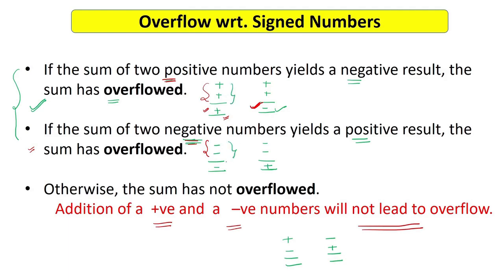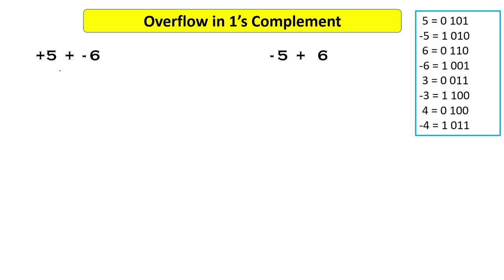So let's see all these concepts with the help of examples to get a better understanding. Here you can see we have two examples. We are adding 5 and minus 6, and minus 5 and plus 6. I'll be representing all these numbers in ones complement representation, and after that we will take the numbers in twos complement also to understand the overflow. Whatever we discuss will be true in the case of sign magnitude representation also, but for simplicity, I'll be taking the representations in ones complement and twos complement.